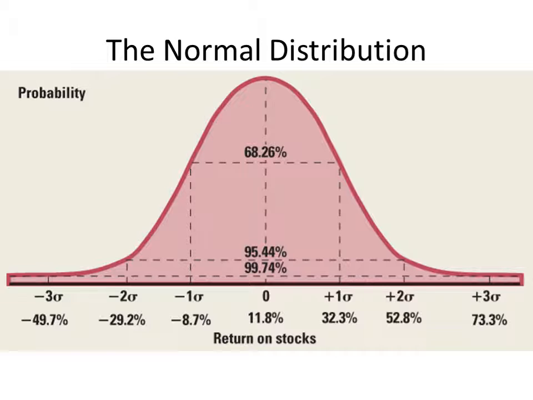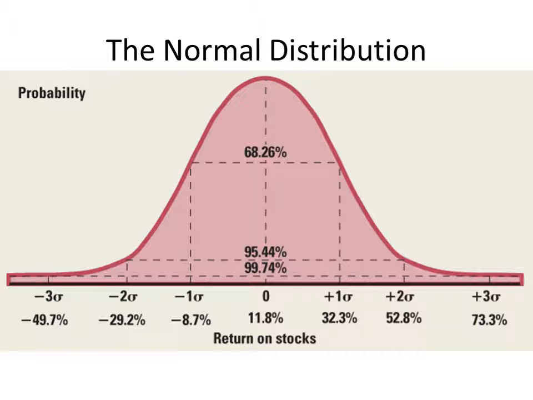We've got returns on stocks here, and the mean is 11.8%. How do I know that's the mean? Because that's the highest point in the normal distribution. It's also marked with a 0. In other words, it's 0 standard deviations away from the mean.